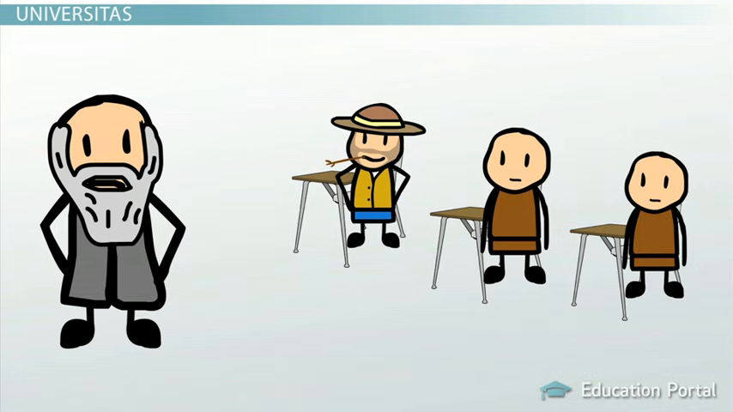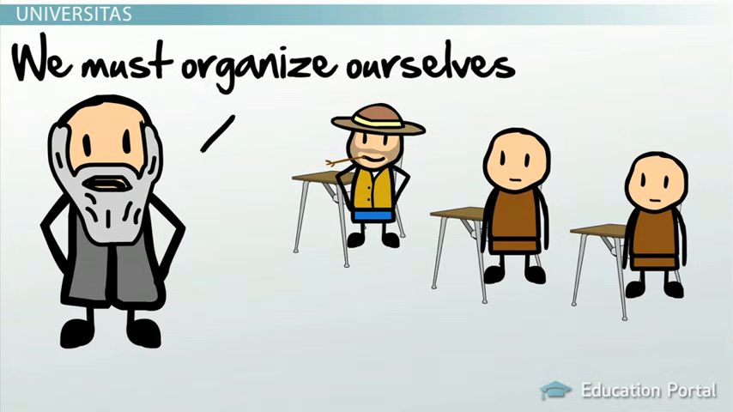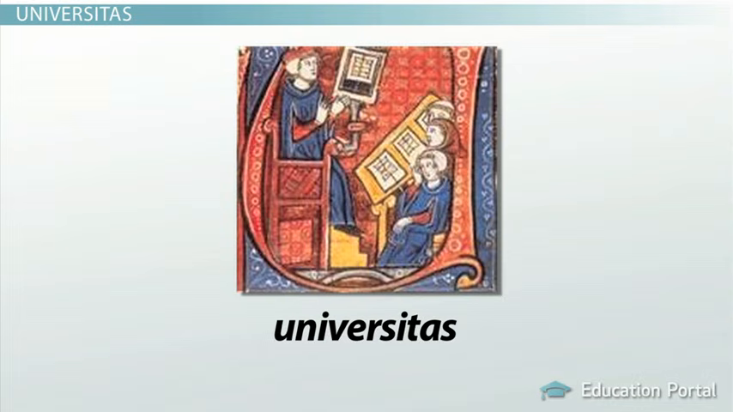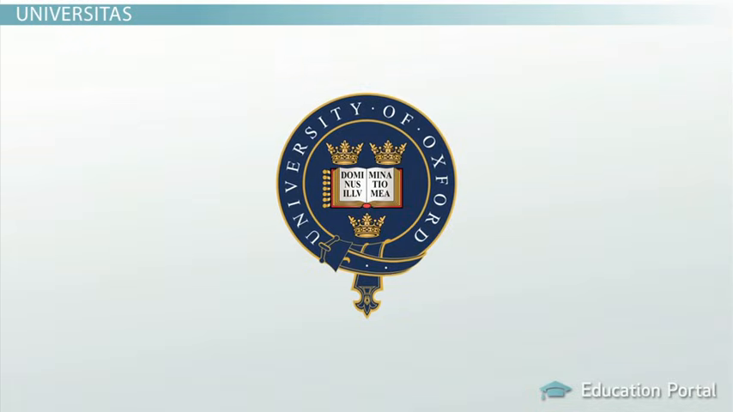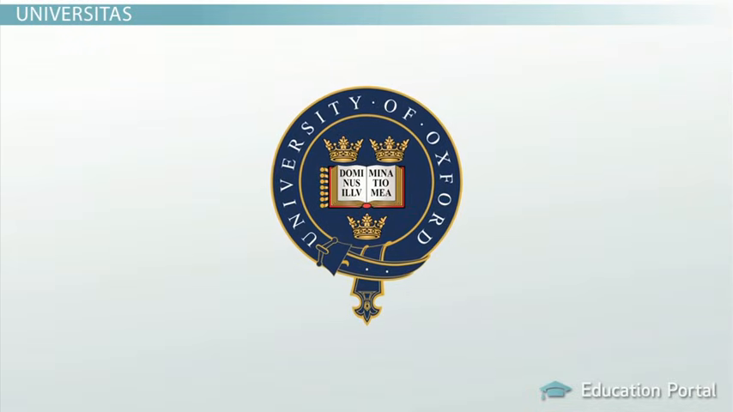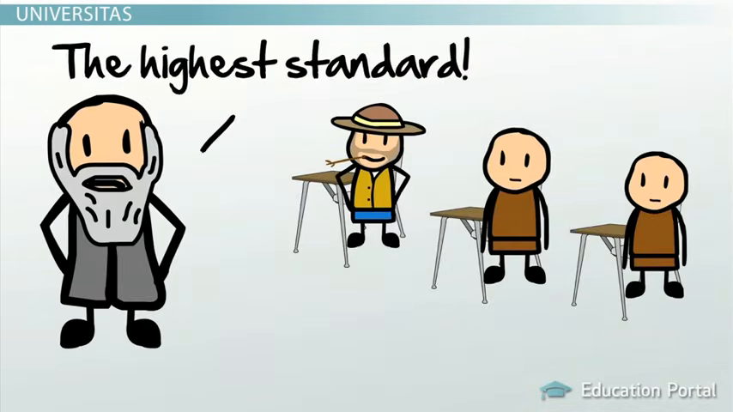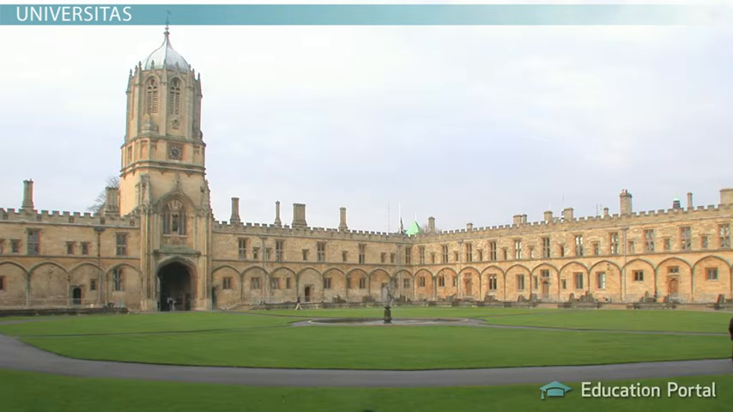Education advanced quickly under the classical structure, and masters began to form their own guilds. These guilds were known as universitas, which was a Latin term that meant a group of people associated into one body. You might think of these as scholastic guilds. These groups enforced educational standards on their students and teachers. This was the beginning of the modern university.